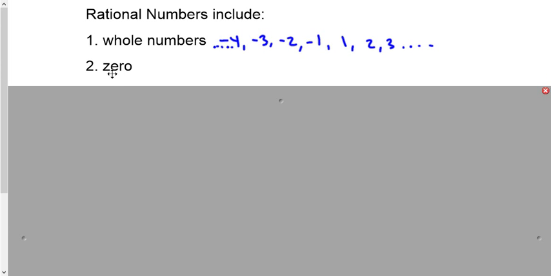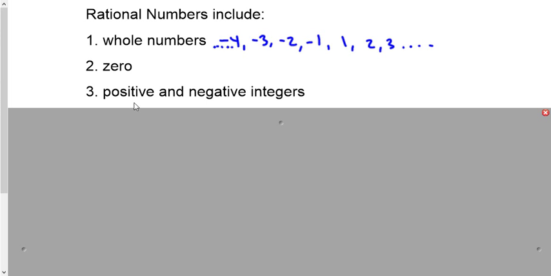Let's go ahead and take a look at all the different types of numbers that rational numbers include. First off, any whole number, and that's what we just looked at there. Sometimes they're called counting numbers, but you know, -4, -3, -2, -1, +1, 2, 3. And I skipped 0 on purpose because 0 is kind of its own category. We can turn 0 into a fraction. We can turn all the whole numbers into a fraction, so rational.